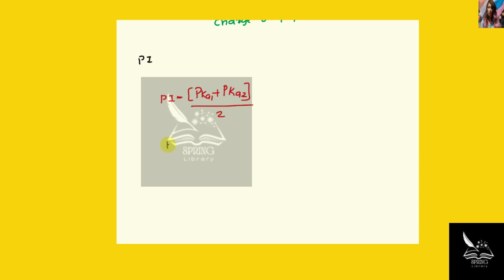So here, the isoelectric pI value will be equal to the sum of 8.80 for alanine and 2.34 for asparagine. On dividing it by 2, we get the isoelectric point for the given peptide as 5.57. So these are our answers.